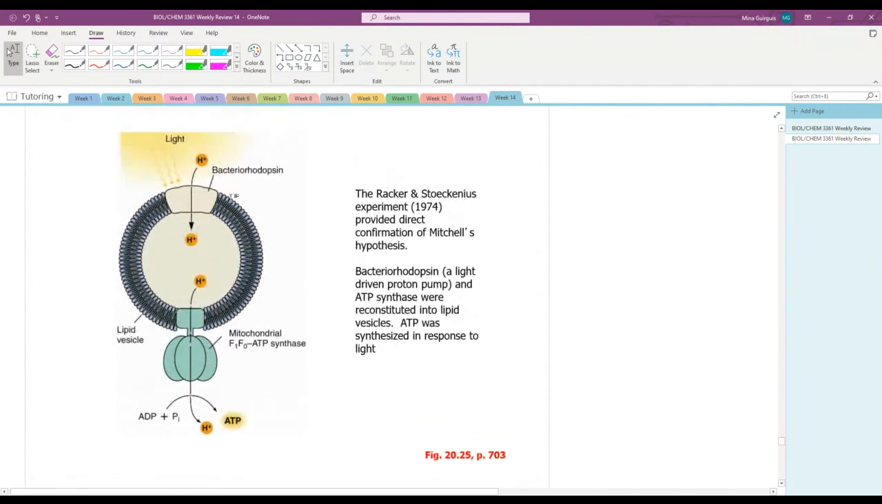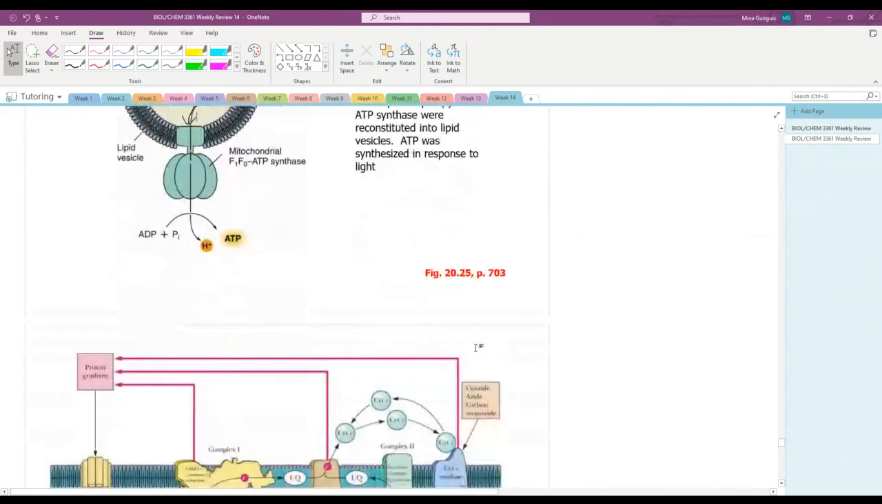So what we're looking at here on the left is called bacteriorhodopsin. And it's a light-driven proton pump. And finally, ATP synthase on the bottom. So they were reconstituted into this lipid vesicle. The reason they did this is to basically control exactly what was coming in and going out. So this way they know the only things that are doing anything to affect protons are this bacteriorhodopsin, which allows protons in with light, and ATP synthase, which releases protons to make ATP. So, needless to say, ATP was synthesized in response to light.